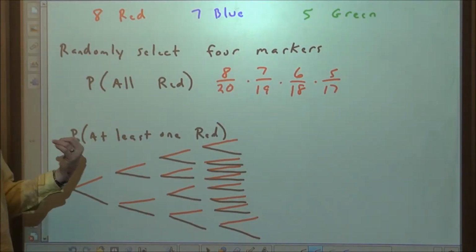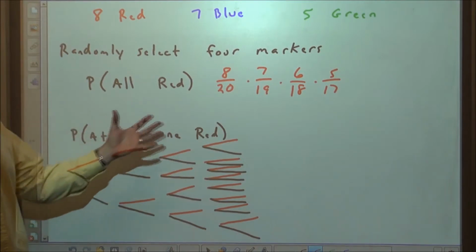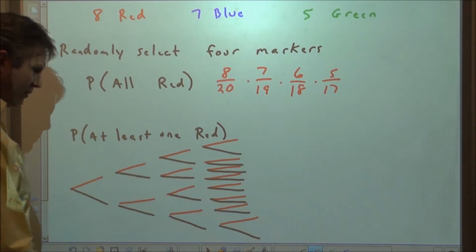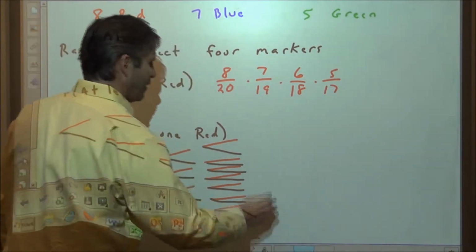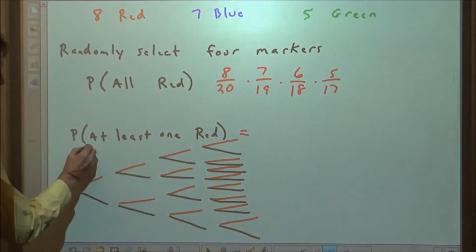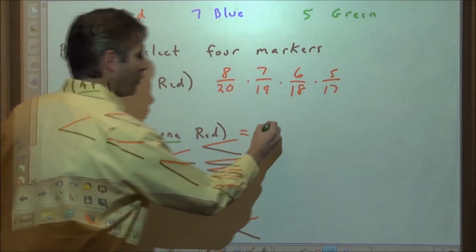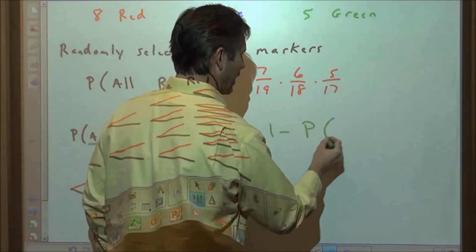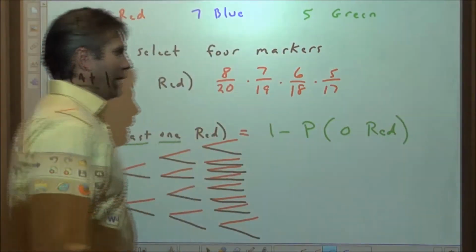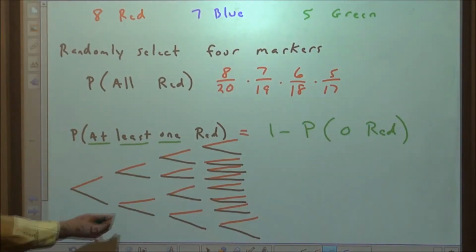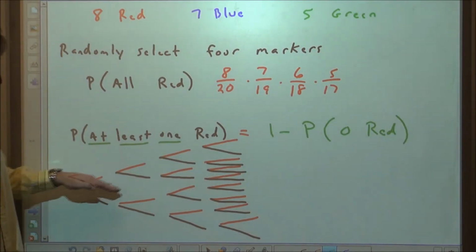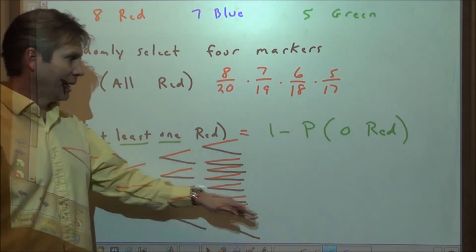Now recall that when we need the probability of at least one red, it's easiest to use the complement rule. Anytime we see the words at least one, we can save time by doing 1 minus the probability of the complement, which is that we get no reds. And the only way we could get no red, if you look at the tree diagram, is on the first selection you don't get a red, and then you don't get a red, and you don't get a red, and you don't get a red.